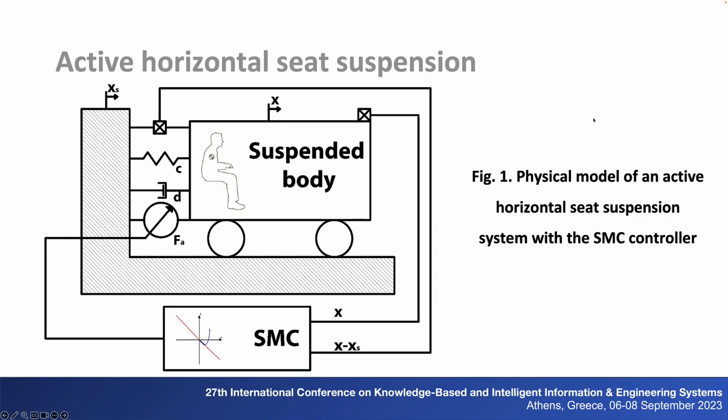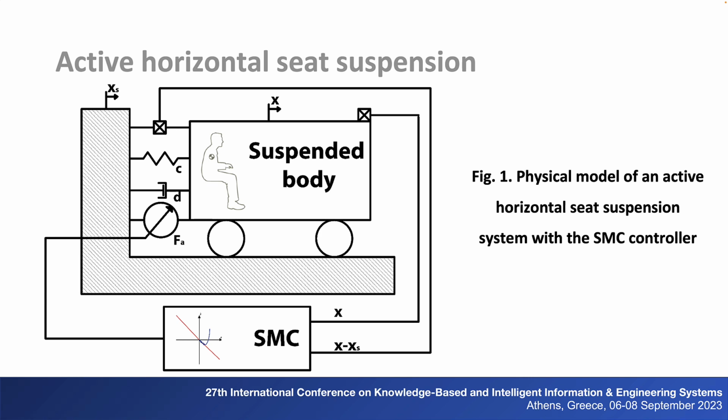The physical model of a horizontal seat suspension system is shown in Figure 1. The system is equipped with passive elements, i.e. a mechanical spring of the stiffness C and a hydraulic damper of viscous damping D, as well as an electric actuator in form of the PMSM motor that is responsible for generating the active force Fa. Such a force is used to reduce vibrations of the suspended body actively.